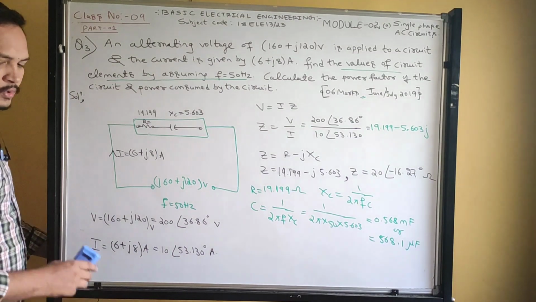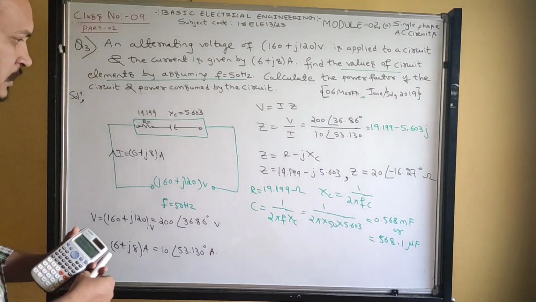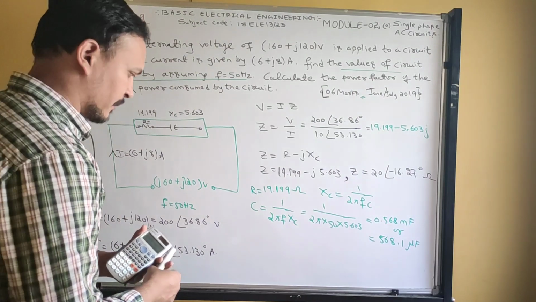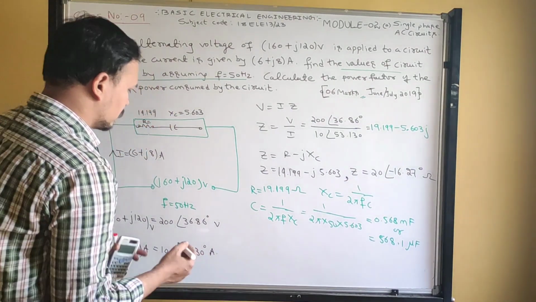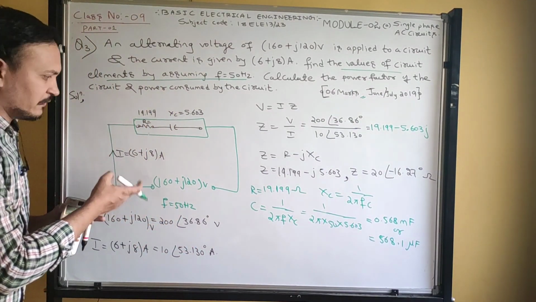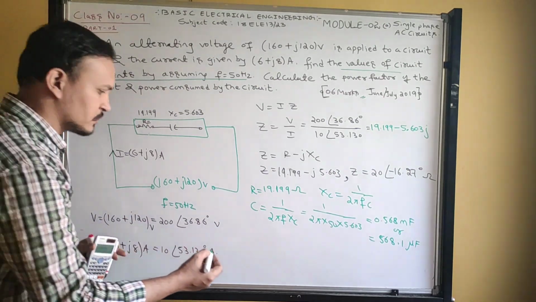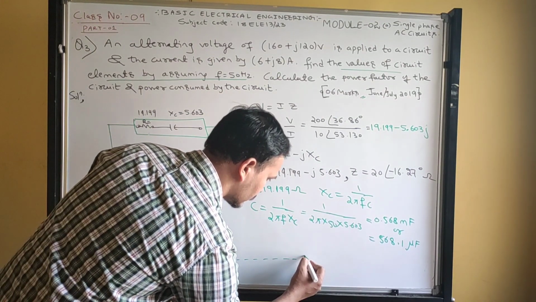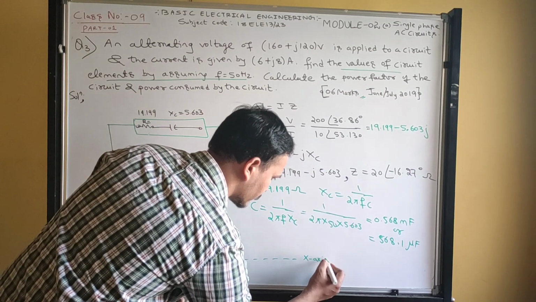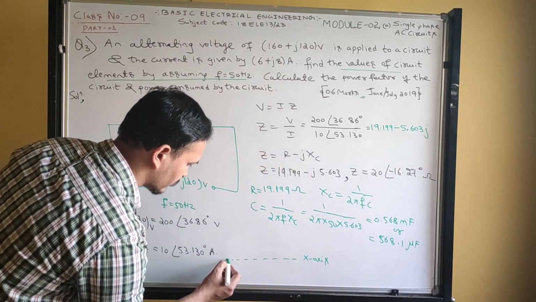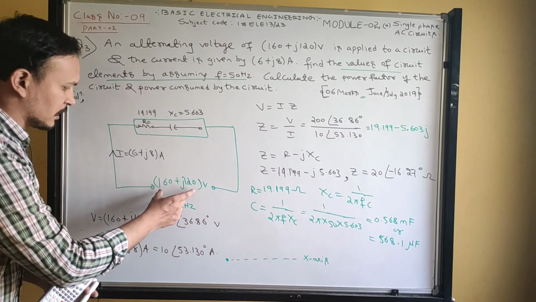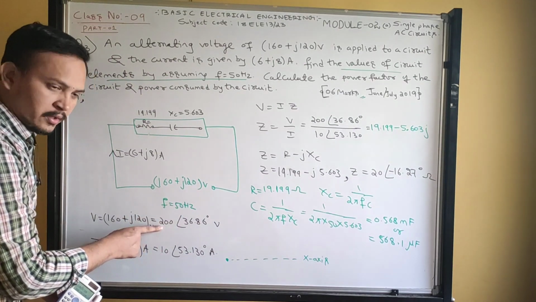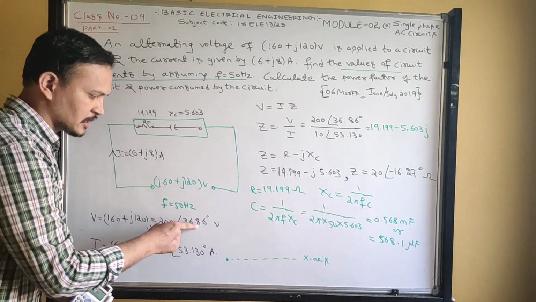Okay. So to calculate power factor, I am going to write a phasor diagram. So what is the reference? Reference is not given. So you simply write reference is x-axis. Now you write the voltage value. What is the voltage value? 200 at an angle of 36.86.